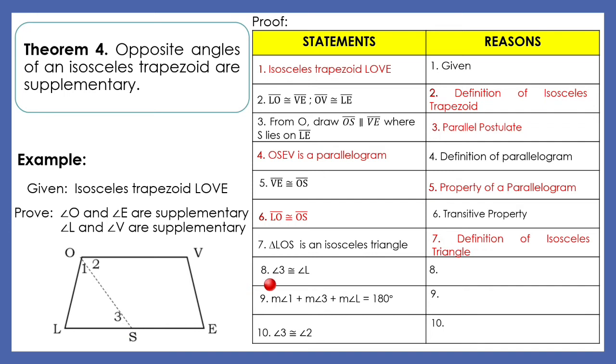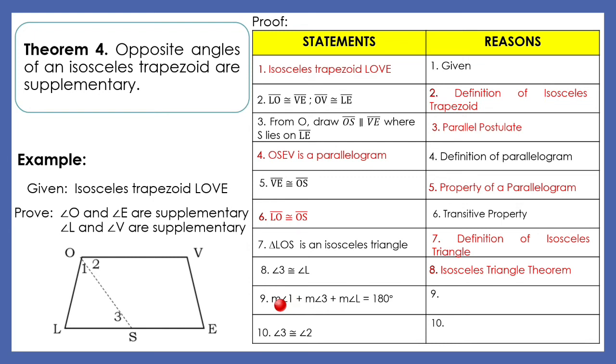For number 8, we have angle 3 is congruent to angle L. This is our angle 3. This is congruent to angle L by the isosceles triangle theorem. Ano ba yung isosceles triangle theorem? Ang isosceles triangle theorem states that base angles of an isosceles triangle are congruent.